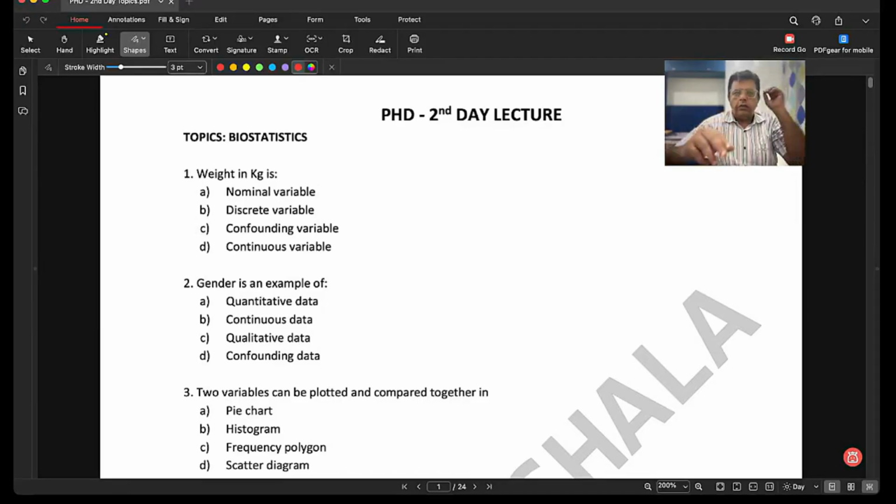On the screen, please check the questions. Question number 1, weight in kg is what kind of variable? Questions 1 and 2 are linked to each other, so solve both 1 and 2. Identify what kind of data is that? What kind of variable are we talking about?